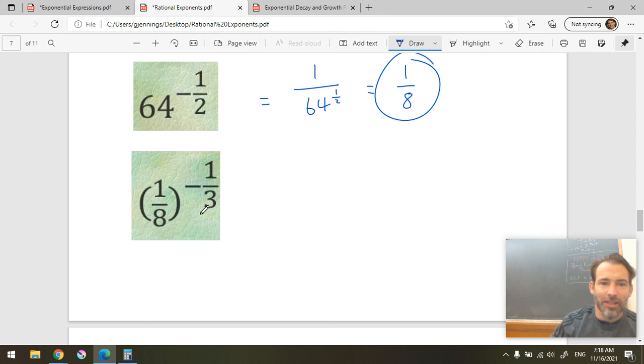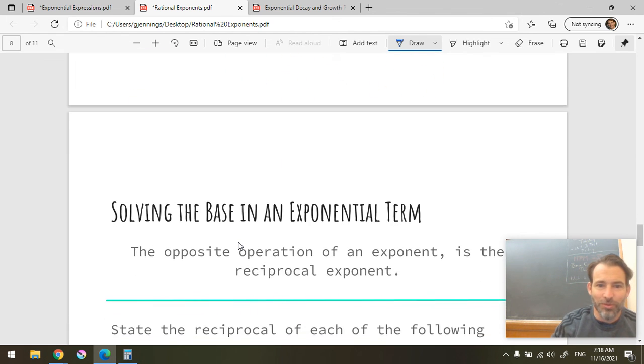Now, 1/8 to the negative 1/3 is just 2. You will get to the point where you just look at these and you answer them in your head very quickly. Here, the negative means flip the fraction. So this is the same thing as 8 to the 1/3. I just got rid of the negative and flipped the fraction. And then the third root of 8 is 2. Okay, so that's how you do those.